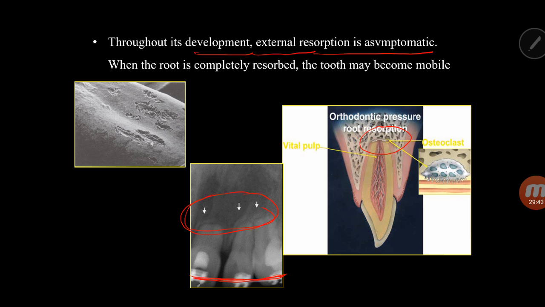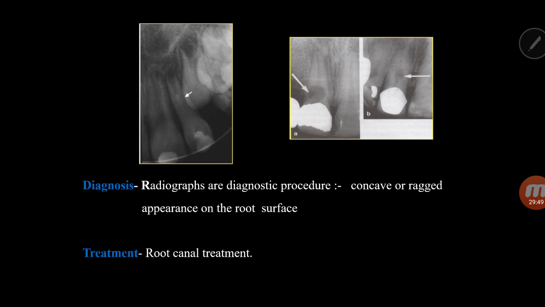Symptoms are very less. You can see on the radiograph in particular, when the root is completely resorbed, the tooth may become mobile and it goes off. So radiographic signs: you can see a concave or ragged appearance on the root surface. You can clearly see a concave or a ragged appearance here and here.